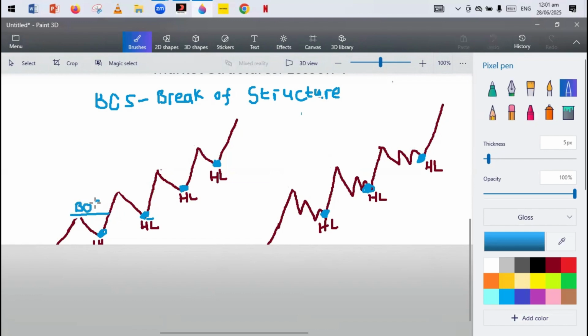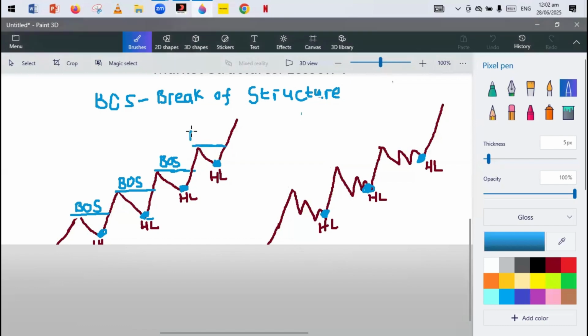As long as price is breaking structures to the upside, then that uptrend is still valid. Like that. Break of structure to the upside. That is how we mark our break of structures in an uptrend.